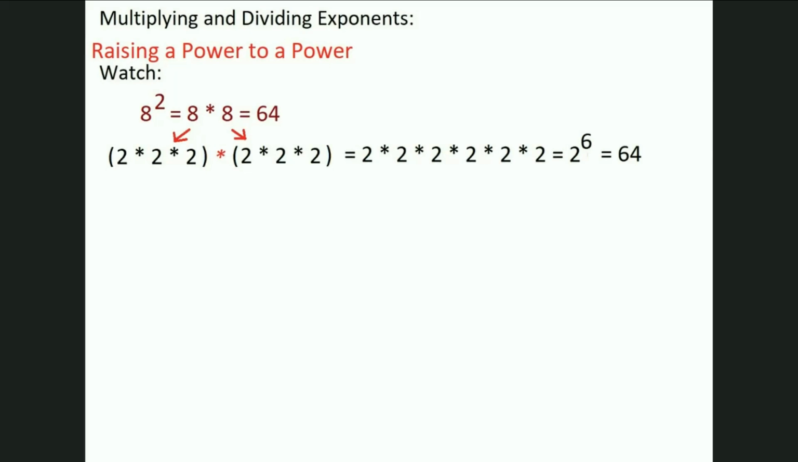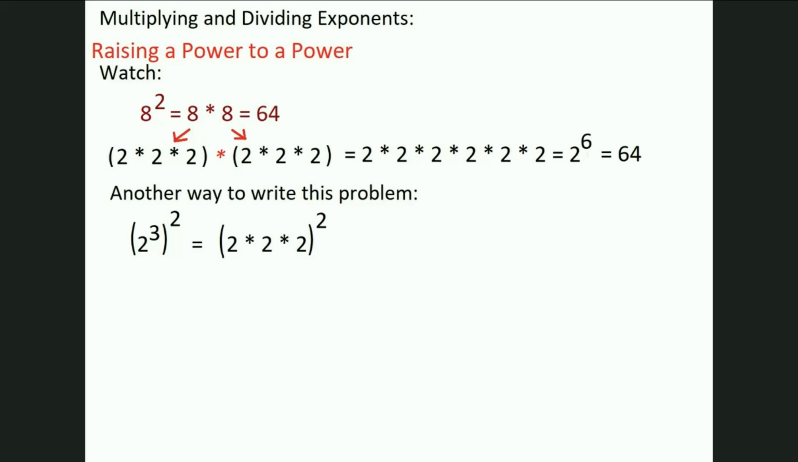Now, I'm going to write this a different way. I'm going to write this as 2 to the 3rd power squared. What I'm writing here is 2 times 2 times 2, that's 2 to the 3rd power, squared. That becomes 8 squared. 2 times 2 is 4, 4 times 2 is 8. 8 squared is still 64.